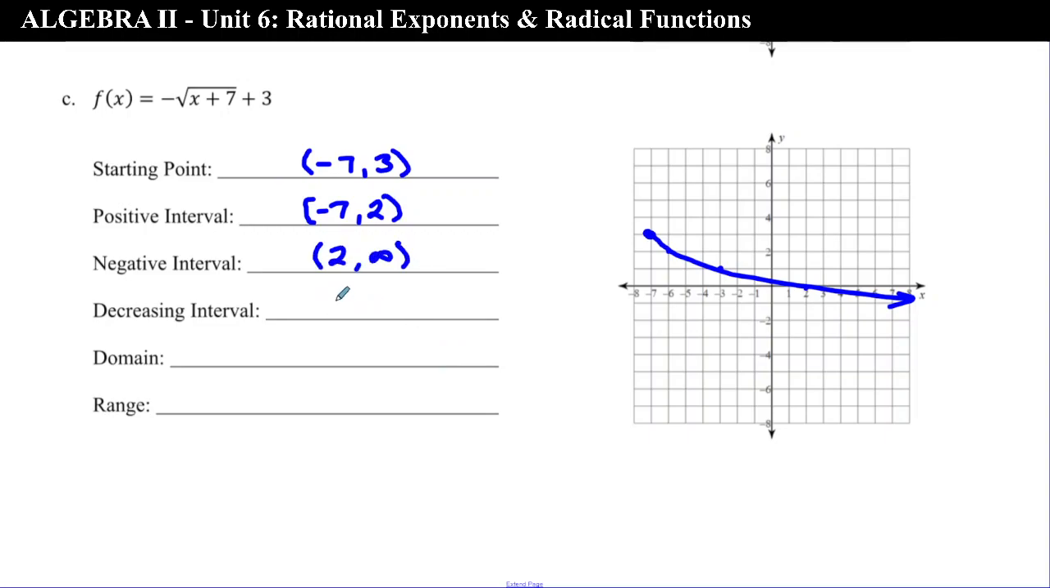We're decreasing the entire way, so from -7 to infinity. And our domain is going to be from -7 to infinity. This time we include the -7. And then our range is from negative infinity to 3.